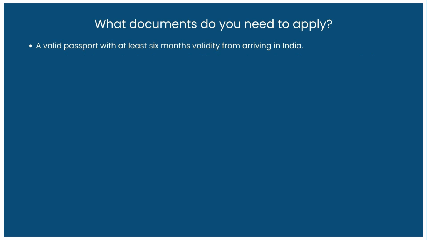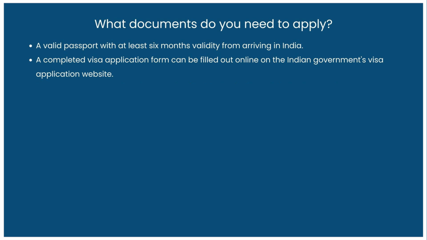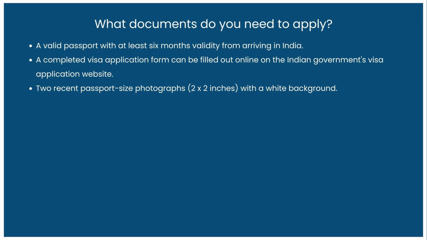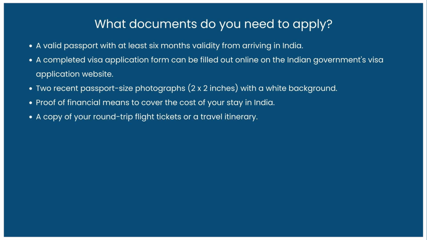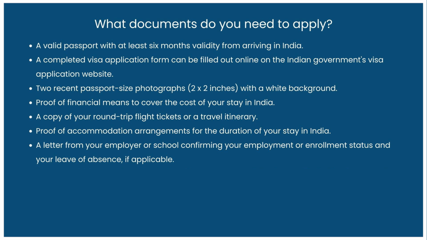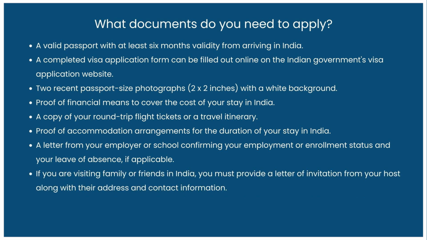What documents do you need to apply? Now get ready to screenshot: a valid passport with at least 6 months validity from arriving in India, a completed visa application form that can be filled out online on the Indian government's visa application website, 2 recent passport-sized photographs with a white background, proof of financial means to cover your cost of your stay in India, a copy of your round-trip flight ticket or a travel itinerary, proof of accommodation arrangements for the duration of your stay in India, a letter from your employer or school confirming your employment or enrollment status, and your leave of absence, if applicable. If you're visiting family or friends in India, you must provide a letter of invitation from your host along with their address and contact information.